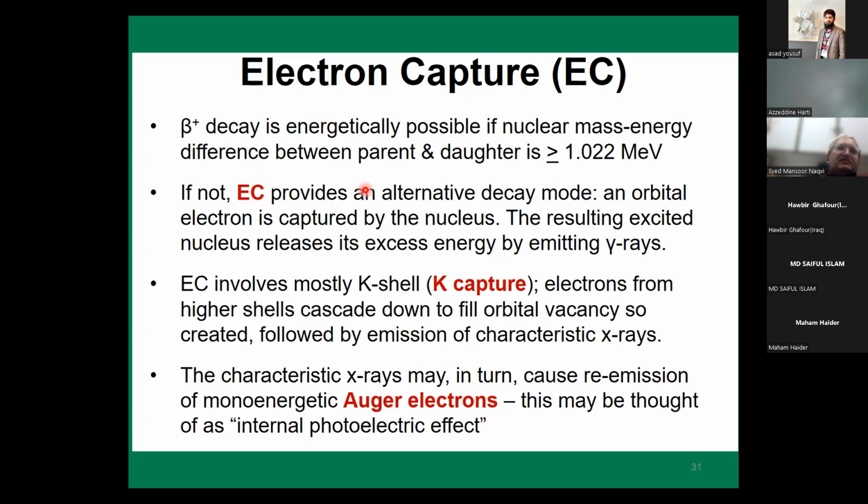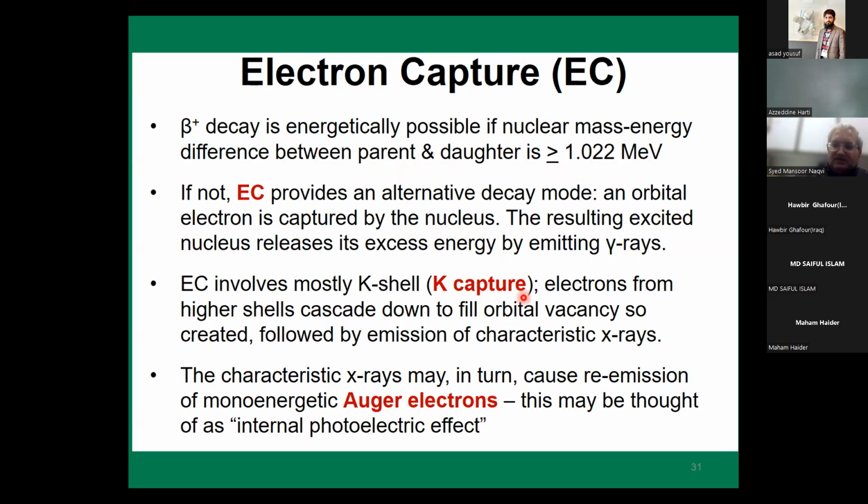Another is the electron capture. Here beta positive decay is energetically possible if the nuclear mass energy difference between parent and daughter is more than 1.02 MeV. And if not, electron capture will occur. Here mostly the innermost shell electrons, the K shell electrons, are captured, and the capture of that electron is accompanied by the production of characteristic X-rays.